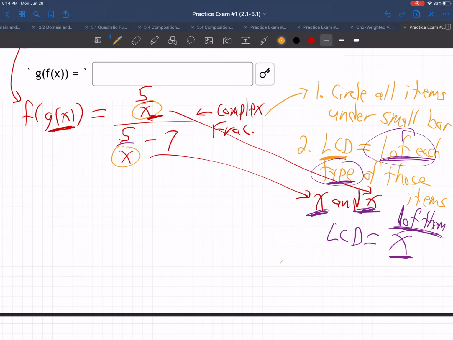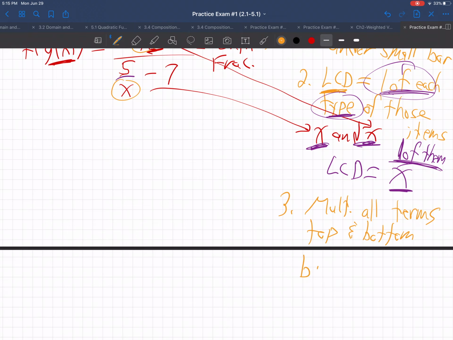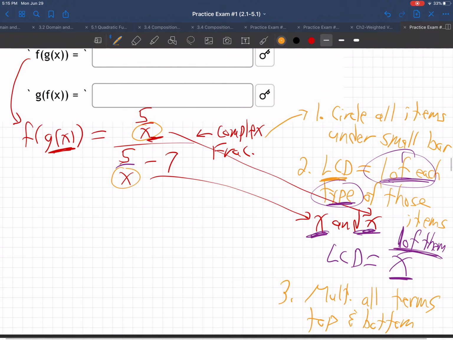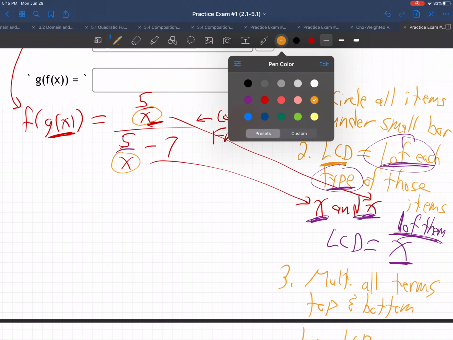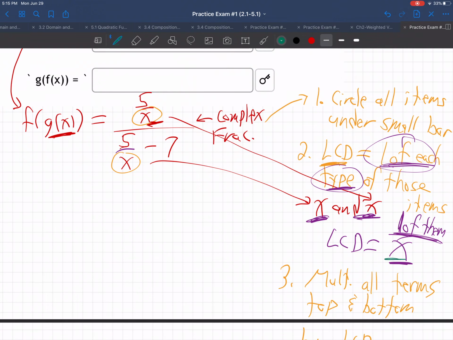Okay, great. Now what? Now multiply all terms, top and bottom, by that LCD you just found over 1. So multiply the top. So let's just take it. So what is it? It's x. LCD is just x. So x over 1 to that term. X over 1 to that term.